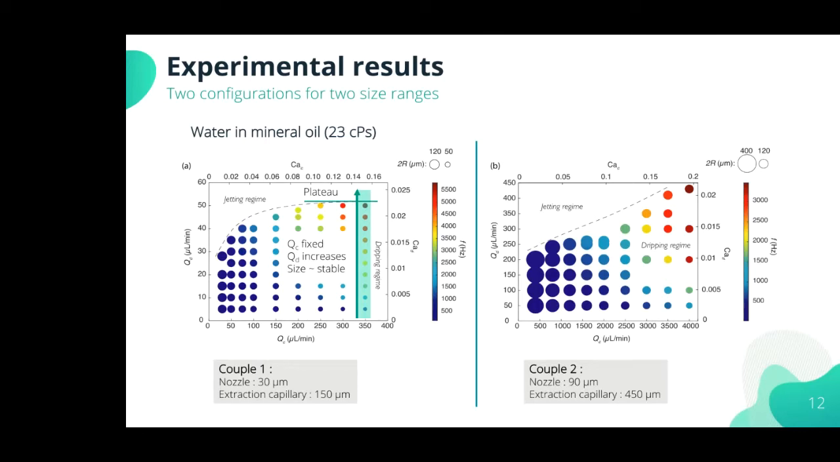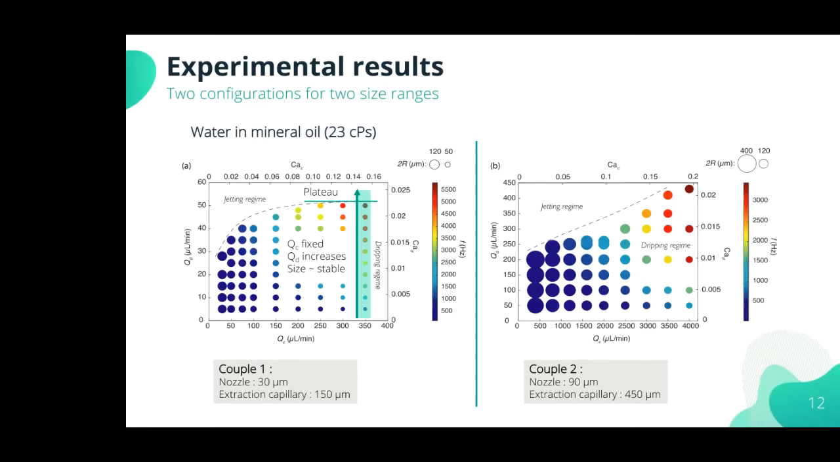Another thing to note is that when the system operates for QC larger than 200 microliters per minute, the dripping to jetting transition represented by the dashed line reaches a plateau, indicating that the dripping to jetting transition is only determined by the geometry in this region. In this case, the droplet generation frequency increases to reach a maximum of more than 5,000 Hertz.